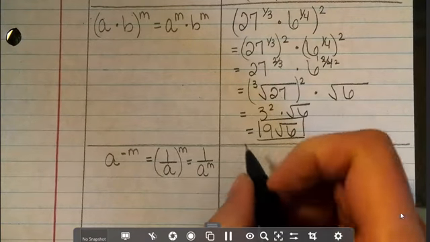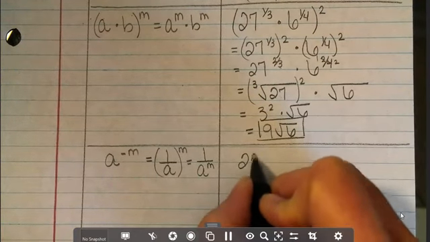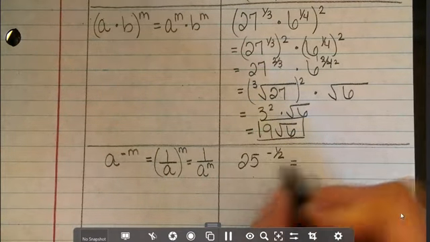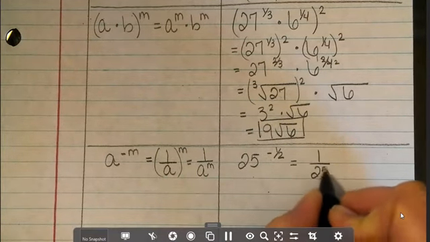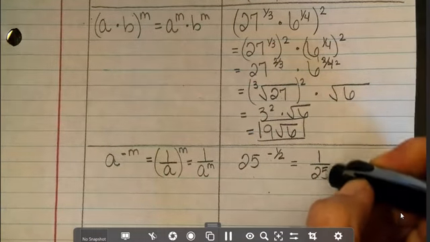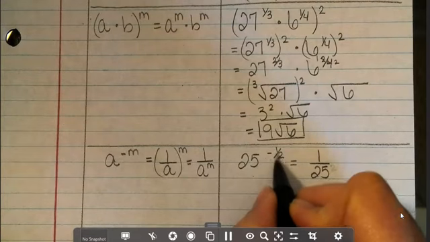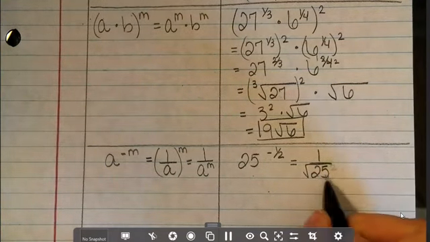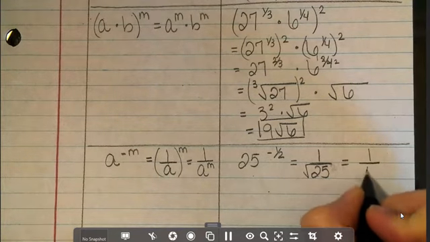How about we do 25 to the negative 1/2. Well, that's really the same thing as 1 over 25 squared. Or sorry, not squared. Square root. We're rooting because there's a fraction exponent. So the square root. Okay, so simplifying that, I really get 1 over 5.